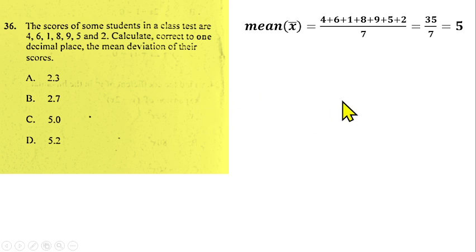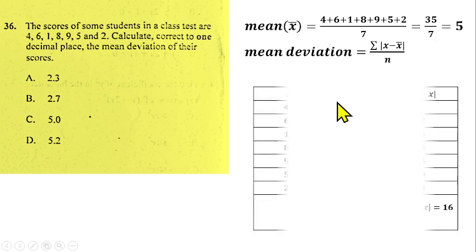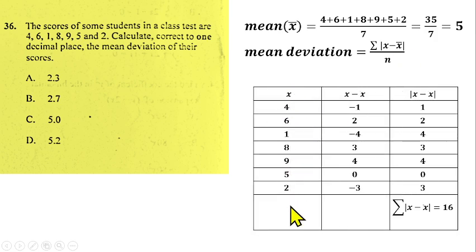Then from there, we know that mean deviation will be the summation of the modulus of x minus x bar, over n. So we need to compute the summation of the modulus of this deviation. If you do that, this is the table. These are the values of our scores. So we have x minus x bar. Our x bar is 5. So we have 4 minus 5, that gives us minus 1. 6 minus 5.